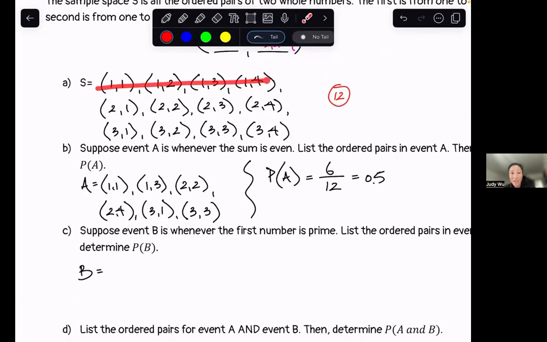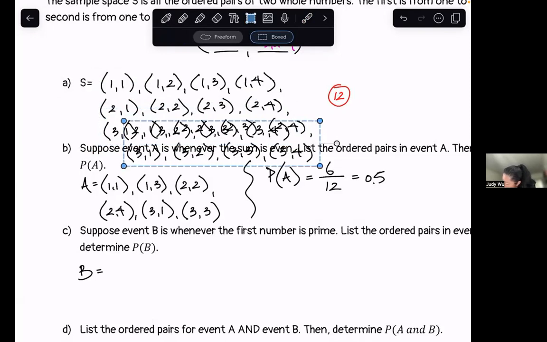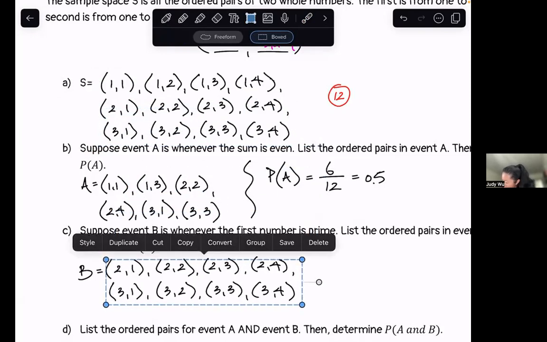So it's not going to be any of these because those all start with a 1, but everything here, those all start with a prime number. So all of these are actually going to be in event B. All right, now I'm going to cheat a little bit. I'm just going to go ahead and copy and paste this. All right, so these are in here.